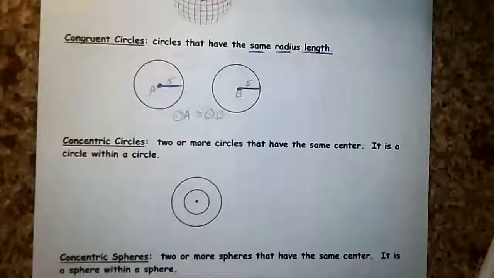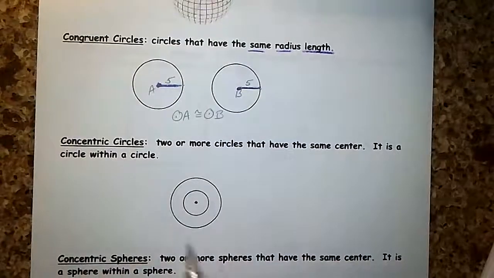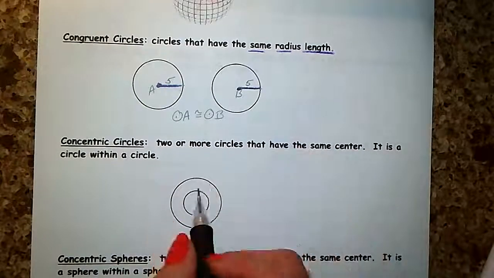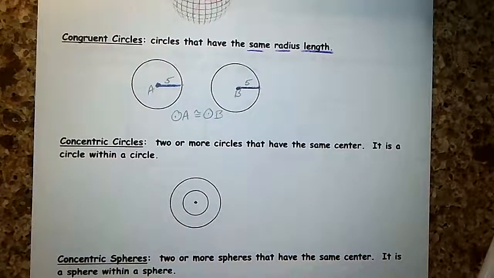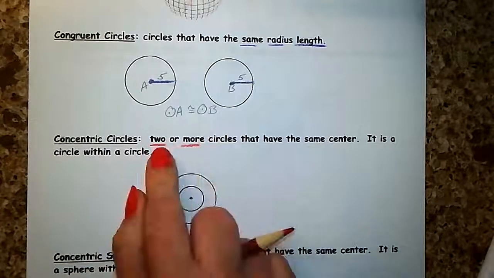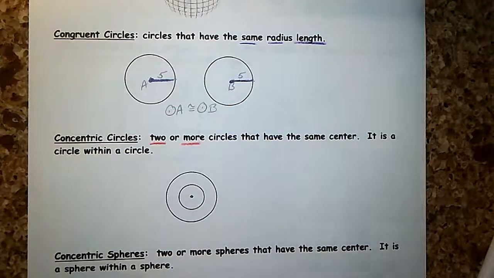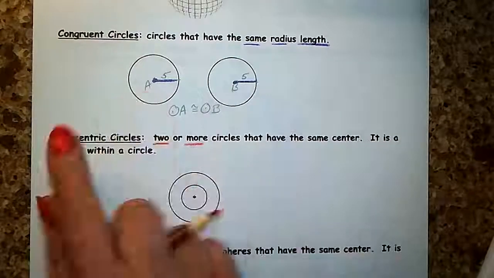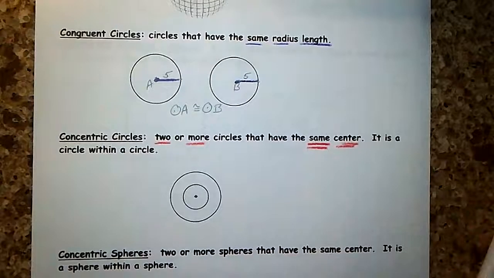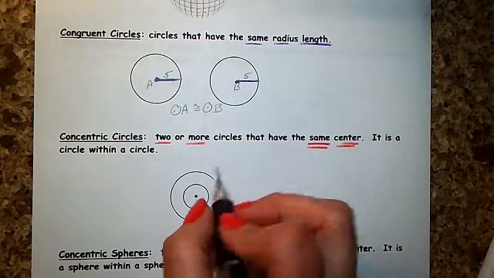Okay, the next concept is concentric circles. And concentric circles is basically a bullseye. The definition here says it's 2 or more circles that have the same center. So it's going to be 2 or more. You could have 3, 4, it could be an infinite amount of circles. It's a circle inside of a circle, that's what it is, a circle within a circle. But they have to have the same center to be considered concentric circles.